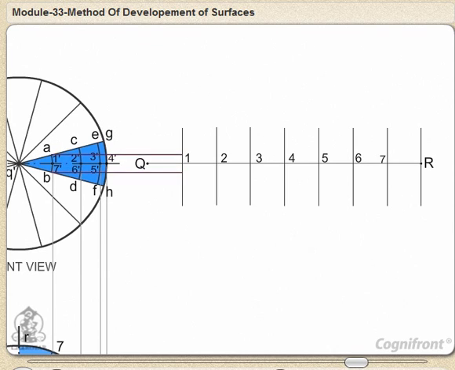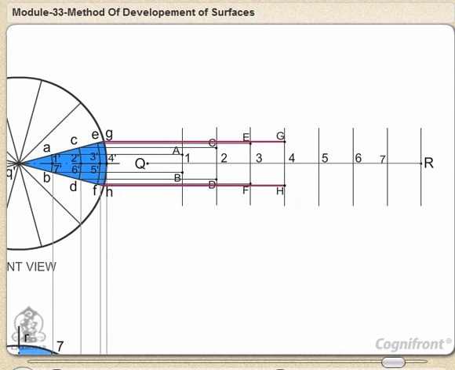Draw horizontal lines from A and B in front view to cut the perpendicular drawn at point 1 of line QR at points A and B respectively. Similarly, draw horizontal lines from C and D in front view to cut the perpendicular drawn at point 2 of line QR at points C and D respectively. Similarly, draw horizontal lines from E and F to cut the perpendicular at point 3, and from G and H to cut the perpendicular at point 4 of line QR at points G and H respectively. Similarly, get points on remaining perpendicular lines.